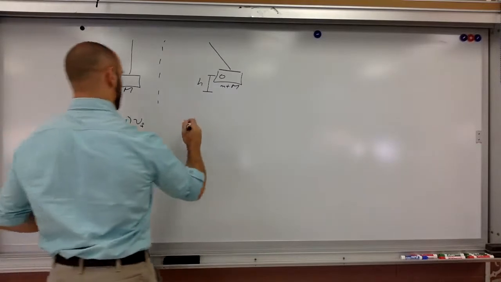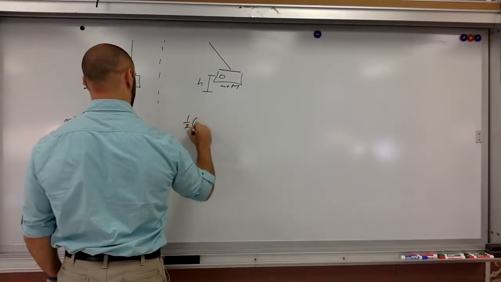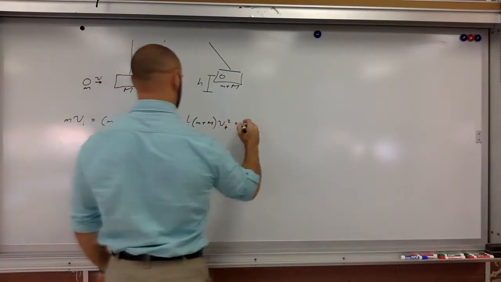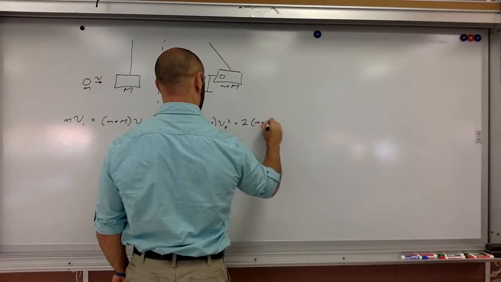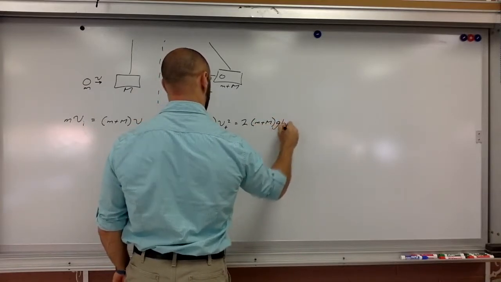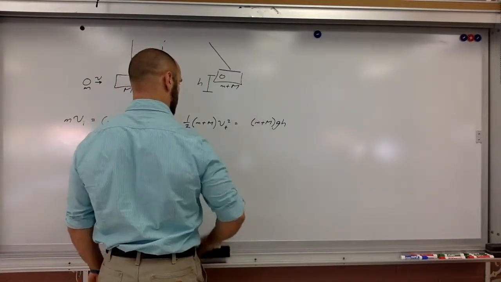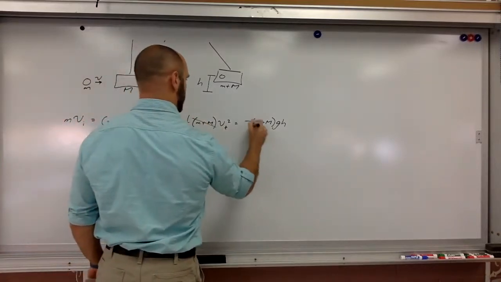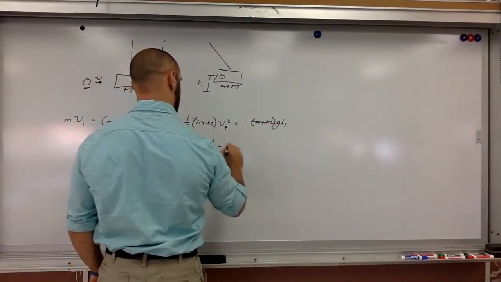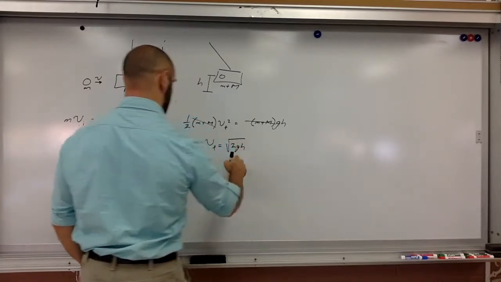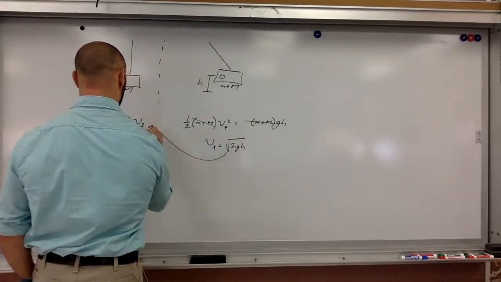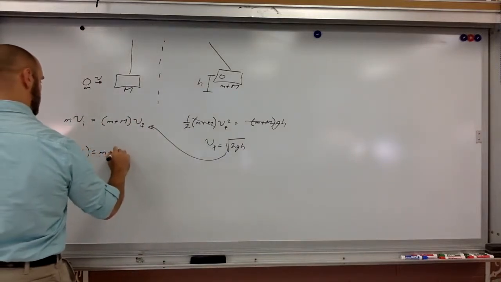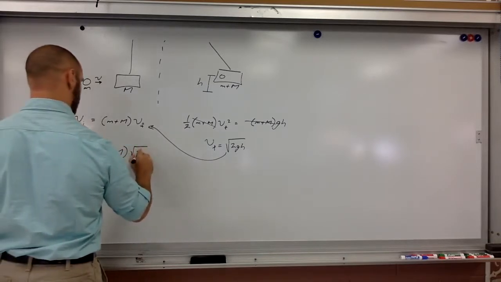And then we'll go over here and write our conservation of energy equation. 1/2 little m plus big M vf squared equals, not 2, I don't know why I wrote that, little m plus big M gh. Right. So now we want to solve for this. The m's cancel out, and so vf is equal to the square root of 2gh. Right. So this now we can plug into here, and so we have m vi equals m plus big M times the square root of 2gh.